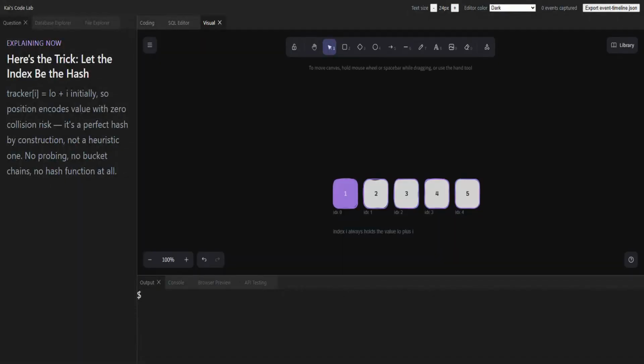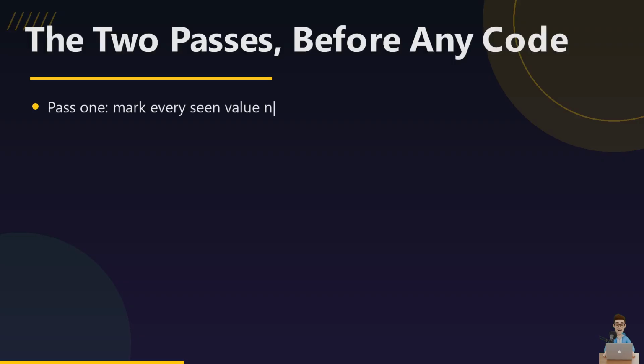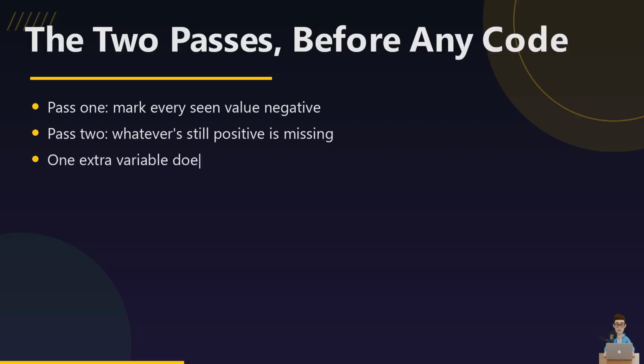Tracker of i below plus i initially, so position encodes value with zero collision risk. It's a perfect hash by construction, not a heuristic one. No probing, no bucket chains, no hash function at all. Mark pass, then sweep pass, both O(n), no extra space beyond the tracker, which is really the output buffer wearing a disguise.